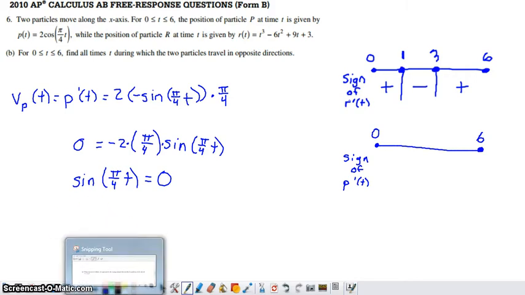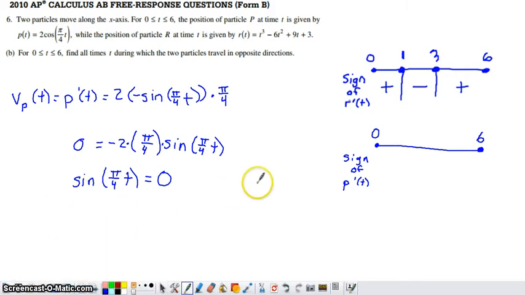And what I'm going to use to help me out here is the unit circle. So if I use the unit circle on the interval from 0 to 6, I want to know when sine of pi by 4 times t is 0. Well, the sine function is 0 if we are at the angle of 0 or if we are at the angle of pi, right?